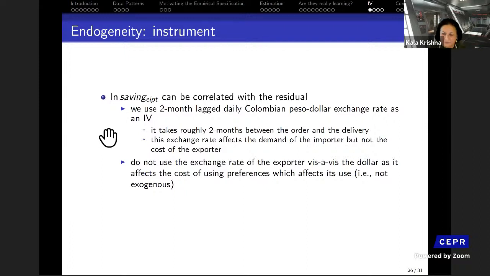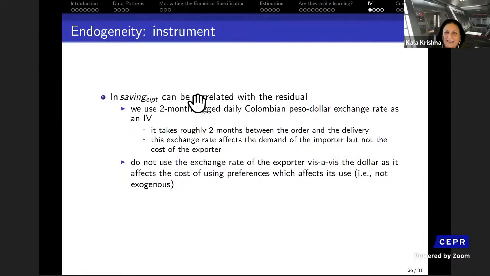And we have daily exchange rate here. And we use the 2-month lag daily Colombian peso exchange rate. And remember, we use this because that's a demand shock. If we use the Argentinian or Peruvian dollar exchange rate, that will also affect supply because it would affect costs if you were importing inputs. So we use this Colombian peso dollar exchange rate as an IV.